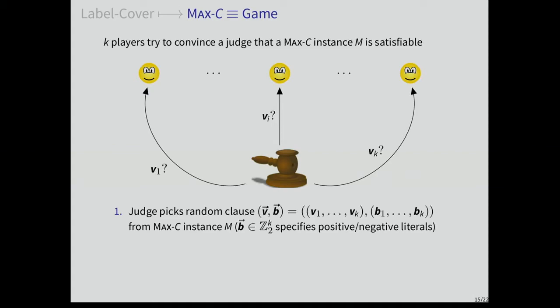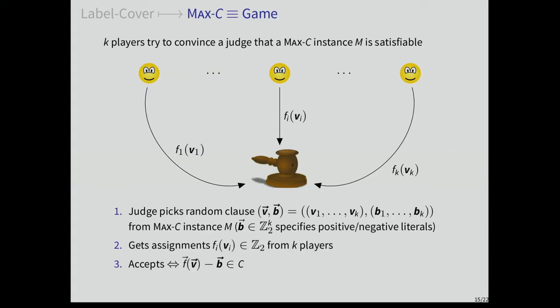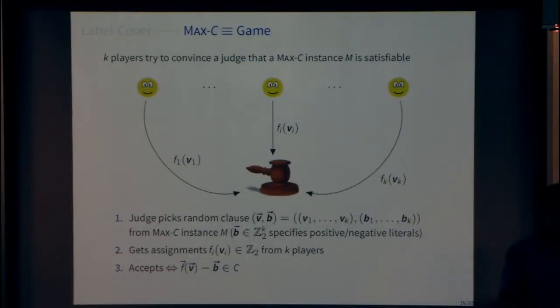Then the players can just tell the judge, okay, here's what I will assign to the first variable in the constraint, what I will assign to the last variable in the constraint. Based on these answers, and together with the literals on the constraint, the judge can check whether the player's answer, the replies from the players, will satisfy the predicate.